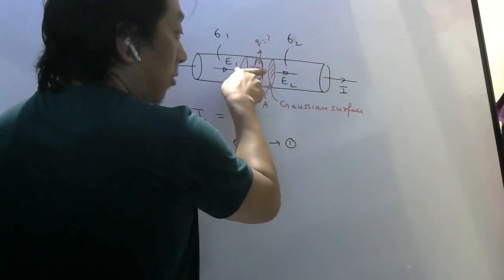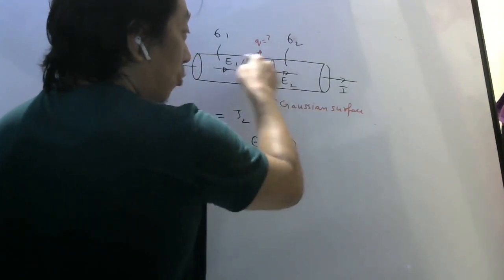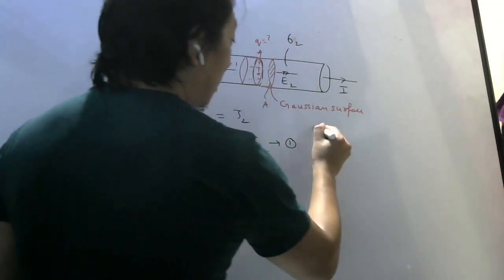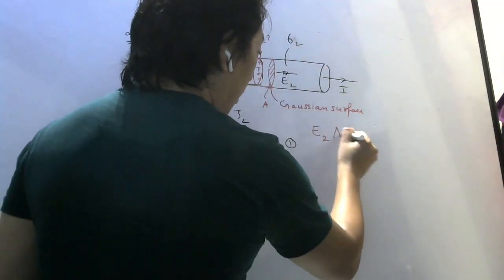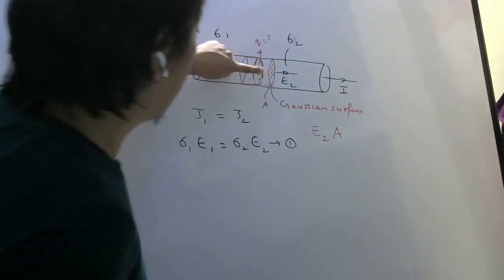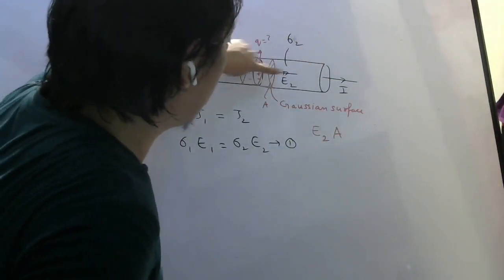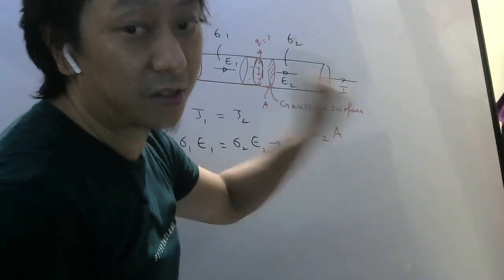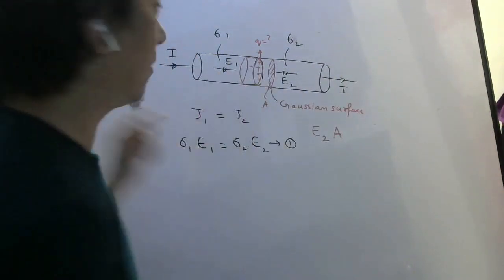Area vector will be always outward from this volume, outward. So electric flux here will be E2 into A. Right? Electric field is here. Area vector also is here. So electric flux is electric field into area into cos theta. Cos theta here will be 1.